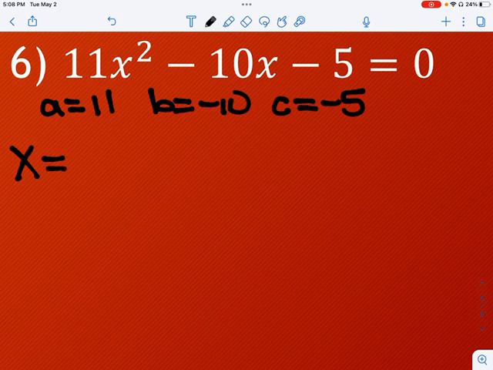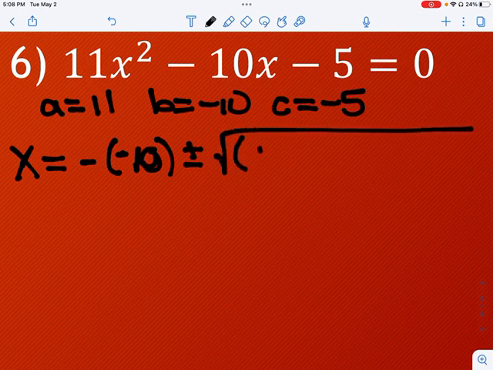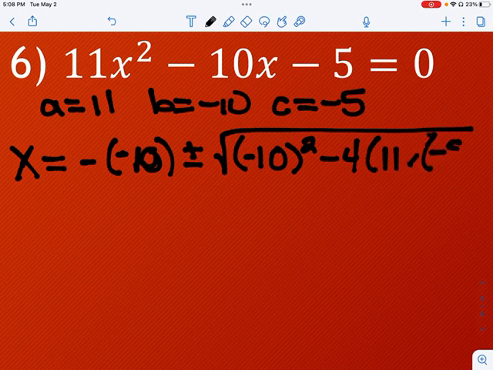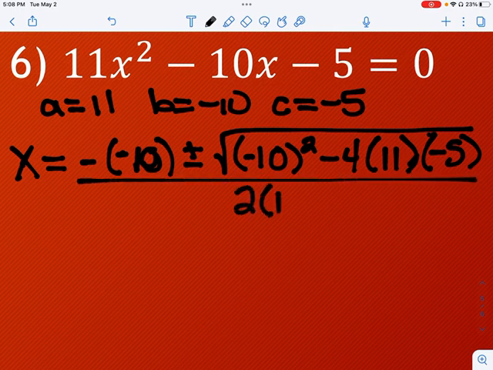So we go x equals negative of negative 10 plus or minus the square root, negative 10 squared minus 4 times 11 times negative 5, all over 2 times 11. So now we start to break that down. Negative of negative 10 is a 10, plus or minus the square root.